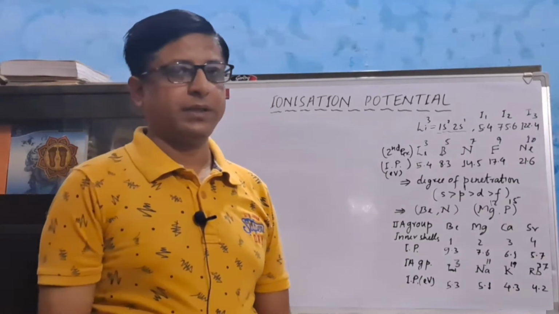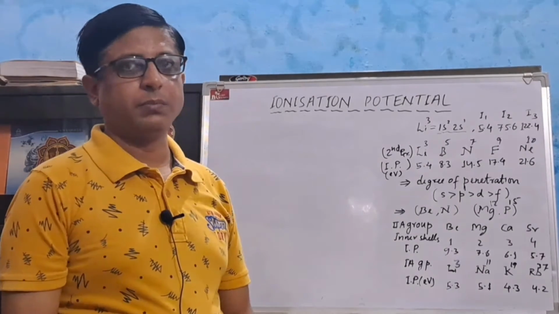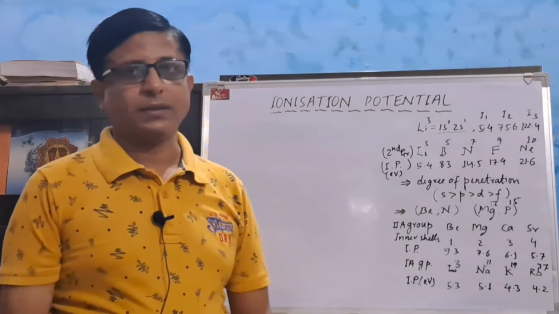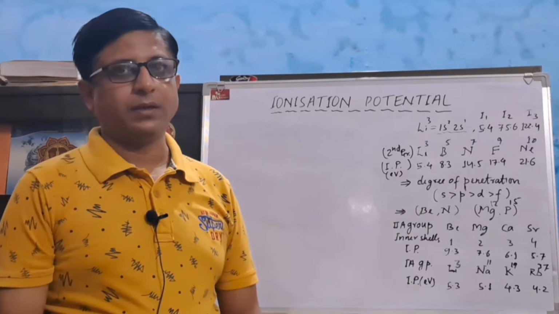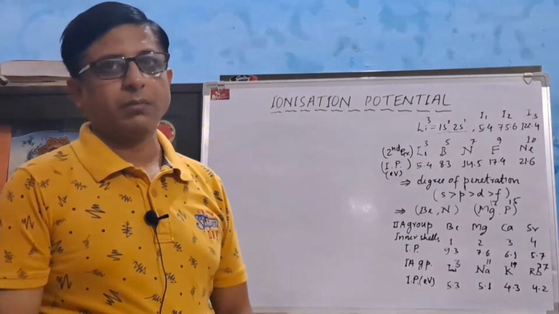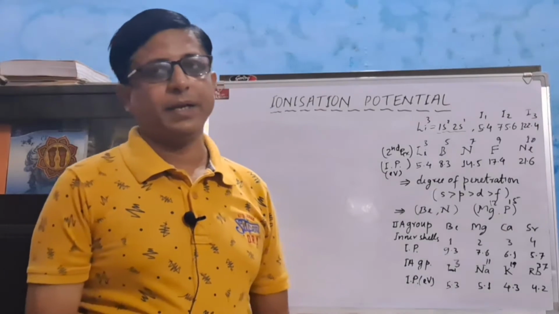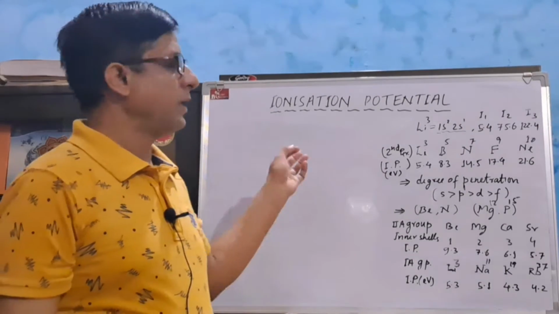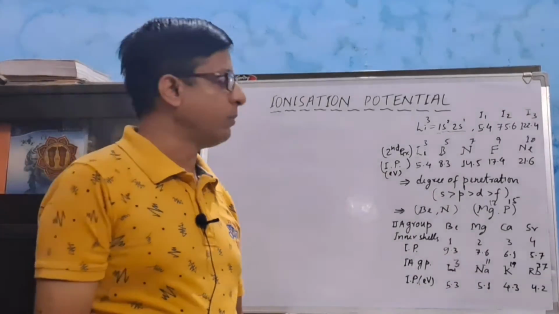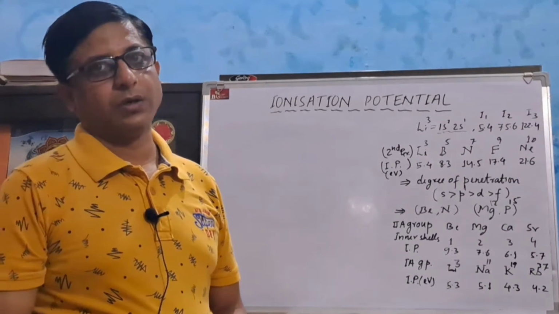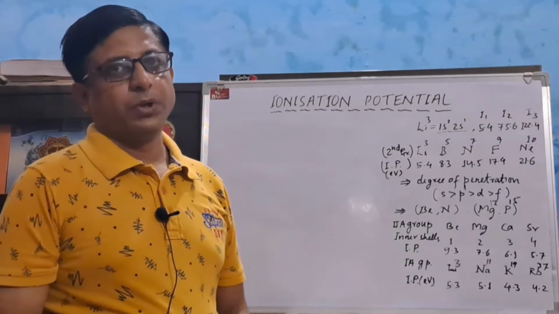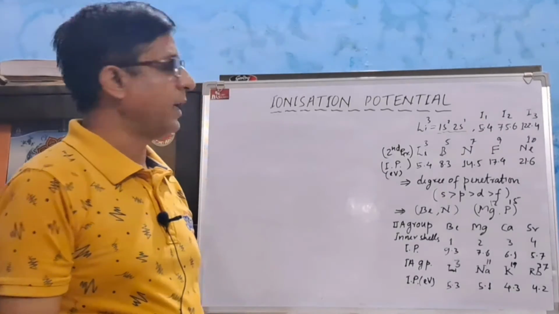Today I shall discuss one important periodic property, that is ionization potential. When energy is given to an electron, it gets excited. When the absorption of energy is continued, a stage comes when the electron goes completely out of the influence of the nucleus and a cation is produced. Therefore, ionization potential can be defined as the amount of energy required to remove the most loosely bound electron or valency shell electron from an isolated gaseous atom to produce a cation.